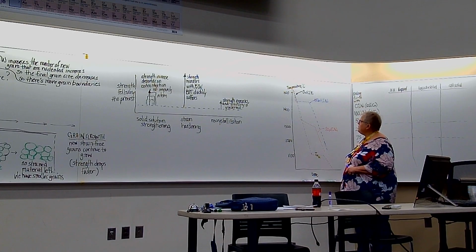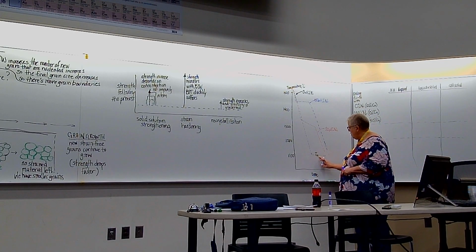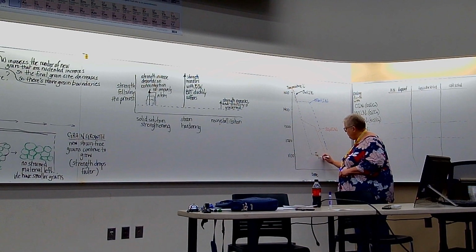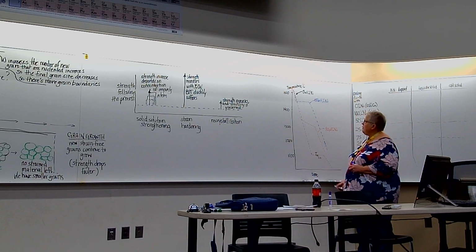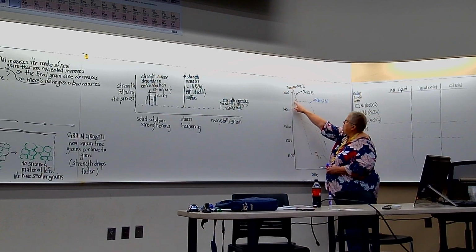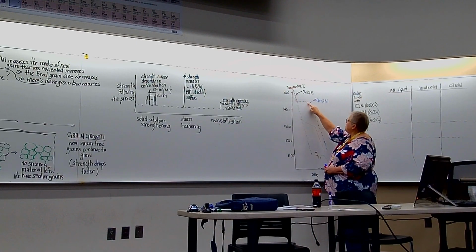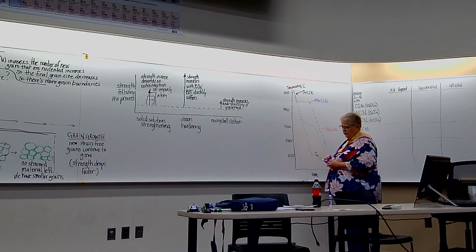Oh wait, that's 0% nickel. So this is all copper. Melting temperature for all copper, yeah, that makes sense. If we have all nickel and we cool, we get to 1460, I think, and then it stays constant. That's the melting temperature for nickel.